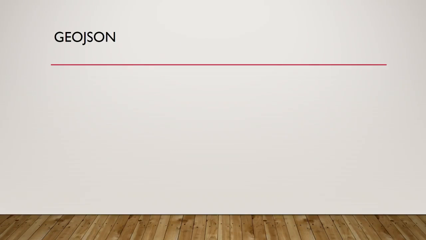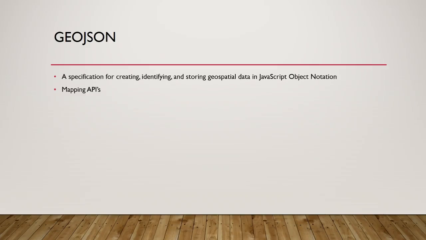I mentioned previously when we talked about JSON that there was a specification for storing geospatial data in JSON format. And that is exactly what GeoJSON is, a specification for creating, identifying, and storing geospatial data in JavaScript Object Notation. It can also be used with several mapping APIs. It is a core technology in Leaflet, the mapping library that we will use. It can also be used with Google Maps API, the OpenLayers API, and the Esri JavaScript API with an extension.